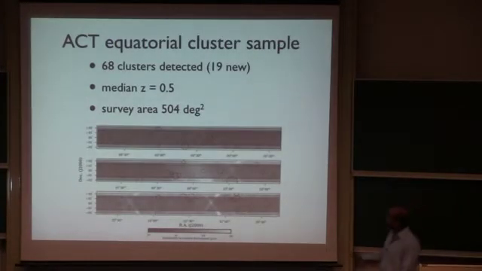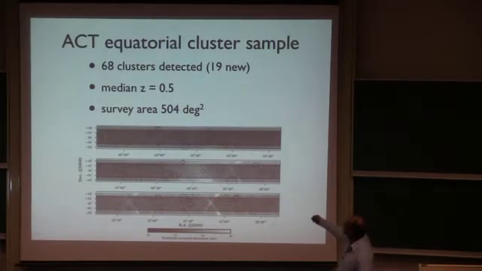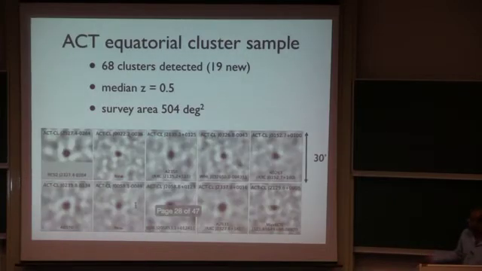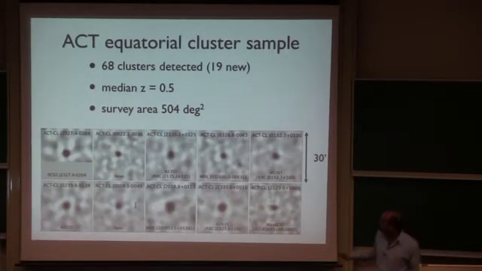Okay, so this is the sample. This is the Stripe 82 stripe, and these are the various cluster detections we've made. Some actually go beyond Stripe 82. So we've got about 504 square degrees. The median redshift of clusters we detect is about 0.5, so much higher redshifts. And we've detected 68 clusters in this area, and 19 of these are new, at higher redshifts. The others were previously detected either in X-rays or in optical.